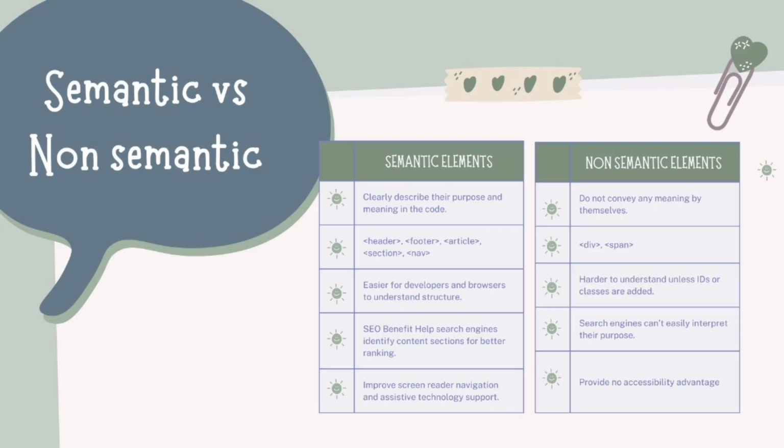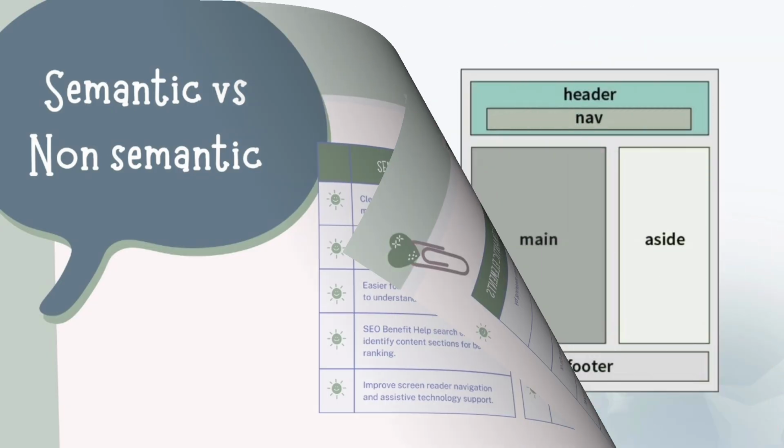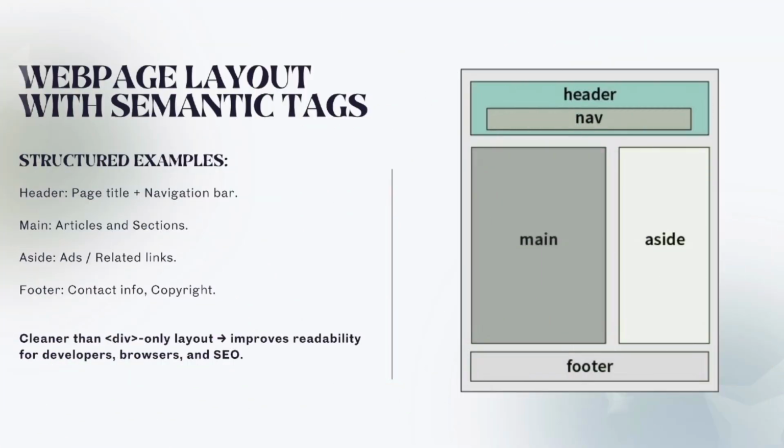It's the difference between a house built from generic cardboard boxes and a house built with clearly labeled rooms. Let's see that house blueprint now. The semantic layout is the professional, modern way to structure any web page. This diagram is the blueprint you should use for every project. Let's map out the structured examples. First, the header is for the page title, logo, and typically contains the main navigation bar. This is your site's entryway.